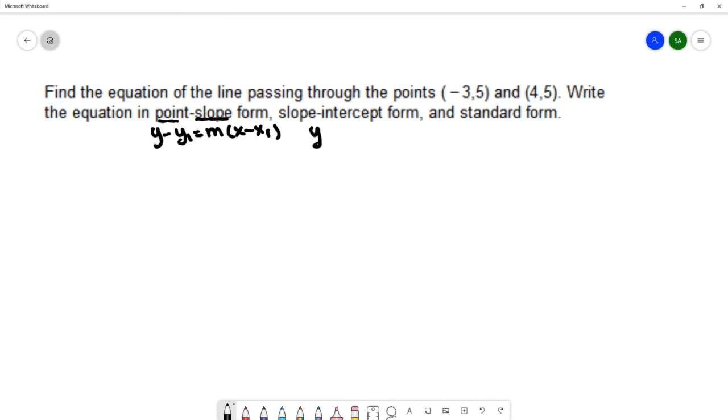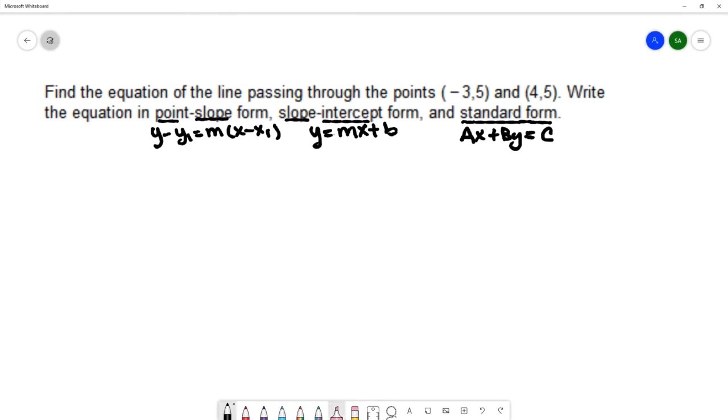Slope-intercept form is y equals mx plus b. M is the slope, and b is the y-intercept. And so you would need the slope and the y-intercept to use this form. And then finally we have our standard form. Our standard form is when you have x and y terms on the same side, so ax plus by, and then a constant on the other side.